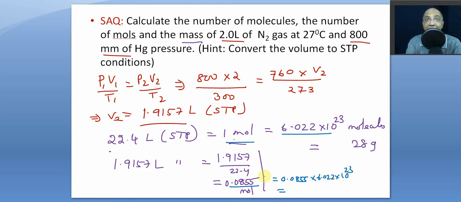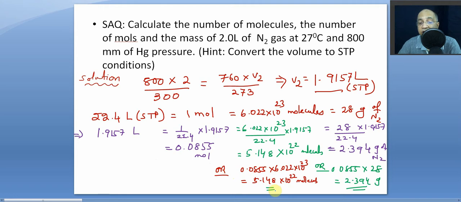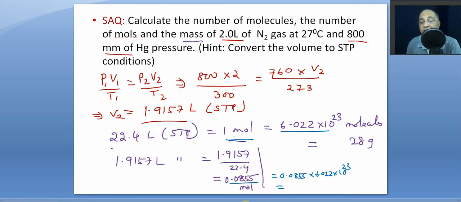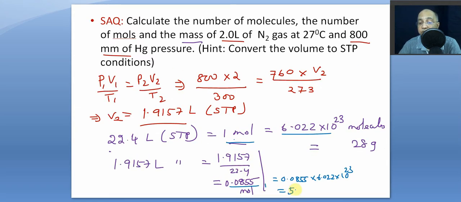I think by solving so many problems together, we have at least developed this much insight to bypass the monotonous way of handling from the beginning, rather than using the number of moles to find the number of molecules and mass. So that comes to the number 5.148 into 10 to the power 22 molecules.